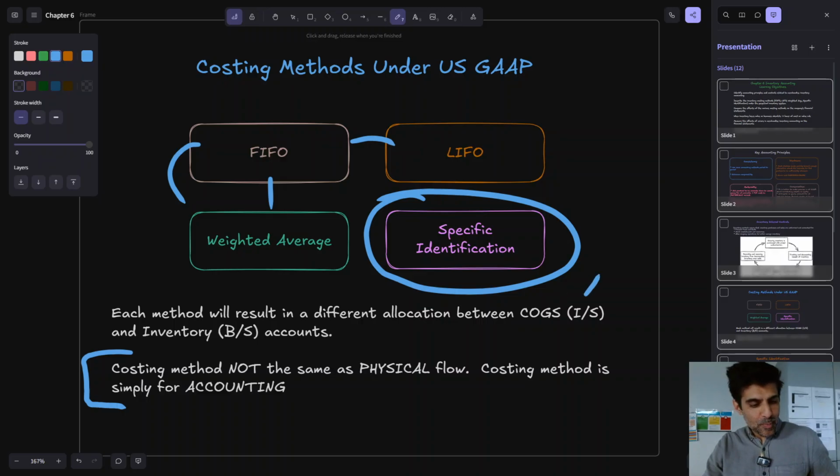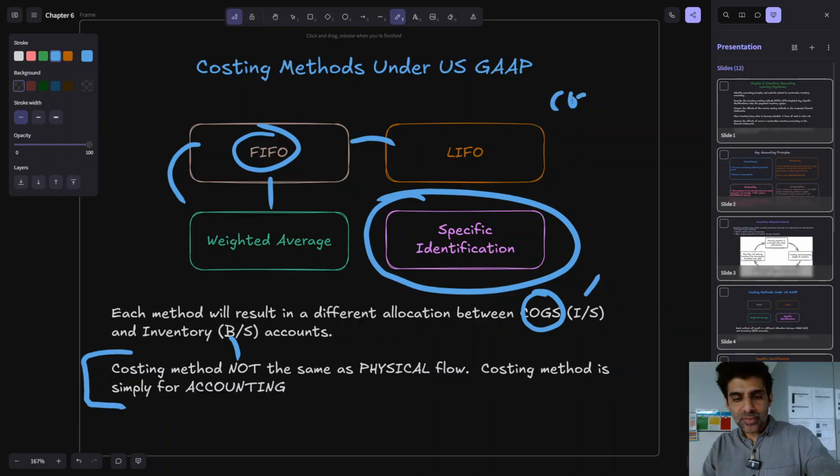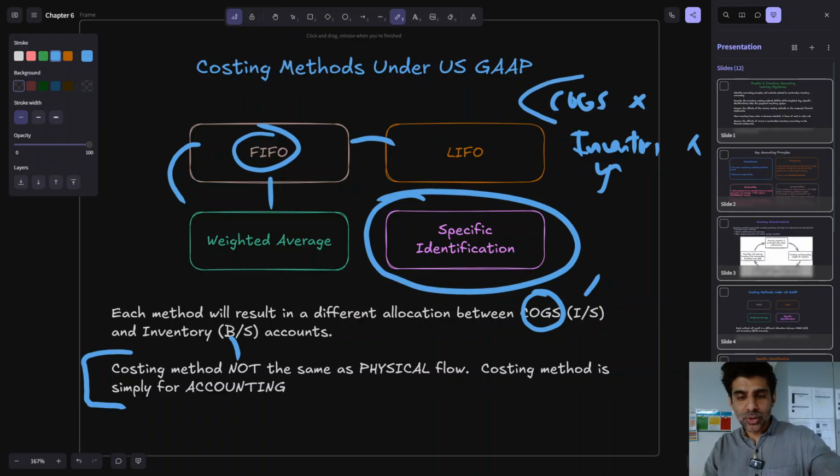Income statement, balance sheet. Again, the choice of this is directly going to affect cost of goods sold, and that's going to show up in your income statement. And if you remember, our journal entry is debit cost of goods sold, credit inventory, and inventory is a balance sheet account. So whatever we choose to calculate this, it's also going to affect inventory. Make sense? Okay.